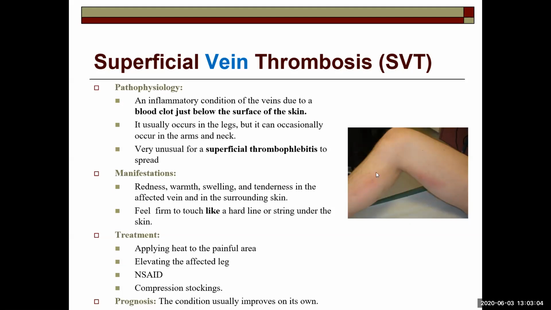See those red lines here? You're gonna have red lines going into red areas superficially. So what do you do with this? Now you can apply heat, applying heat to the painful area.